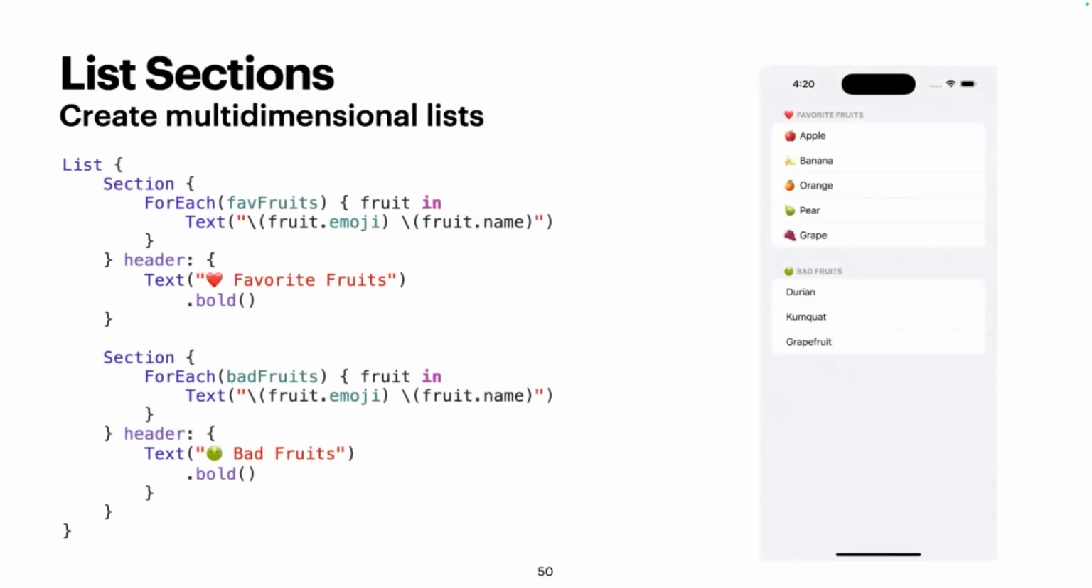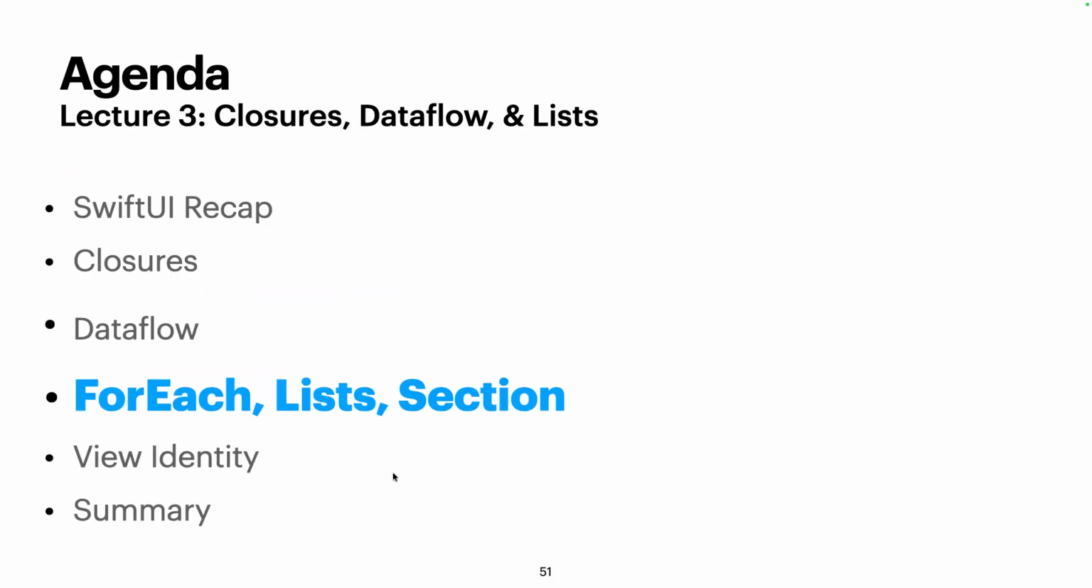We can create multi-dimensional lists, which you can think of like a 2D array. We can use sections to group subgroups of our data. Here we have a list that allows us to scroll. This is the content of each section. It's a ForEach, and we generate all of the views based on our favorite fruits. Within the header, we can put some custom view as we want. And here we have the same thing for fruits that are bad. Cool. So that's ForEach, lists, and sections.